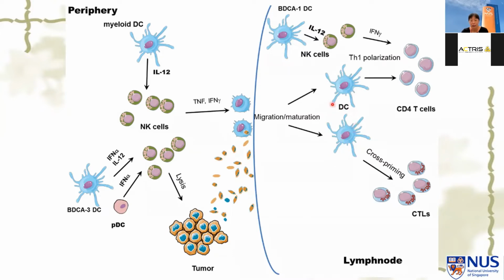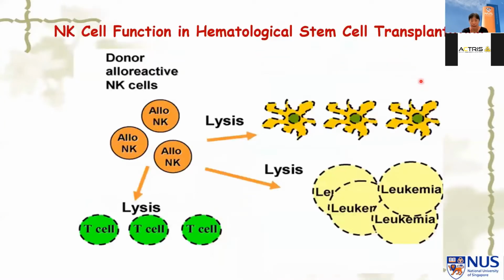Those dendritic cells activated by the NK cells can also improve their cross-priming activity to activate CD8 T cells, and the interferon gamma produced by the NK cells can also promote Th1 polarization in the CD4 T cells, which is very beneficial in the tumor settings.